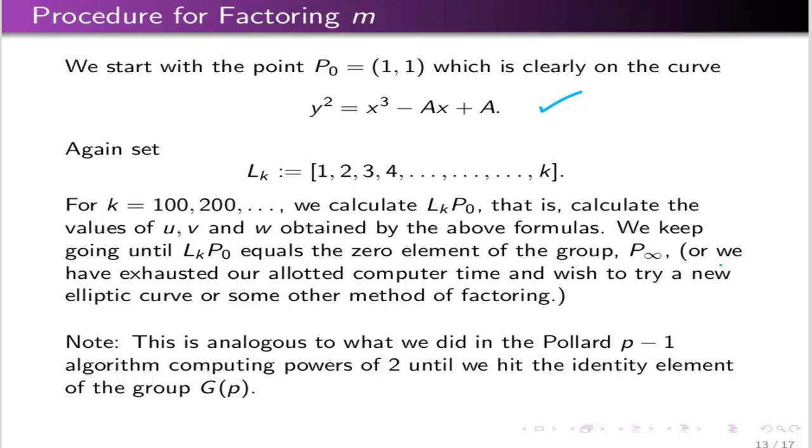So now this is completely analogous to what we did in the Pollard P-1 method, where we started with a given number 2, so that's kind of corresponding to our given point P0. This was a multiplicative group, so we raised 2 to the Lk power, and we wanted to hit the identity element.